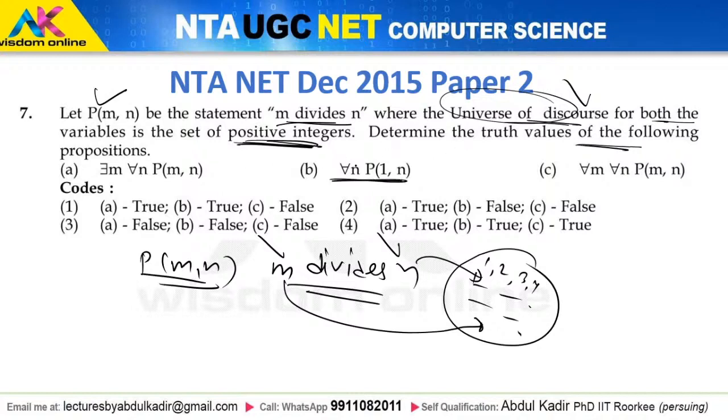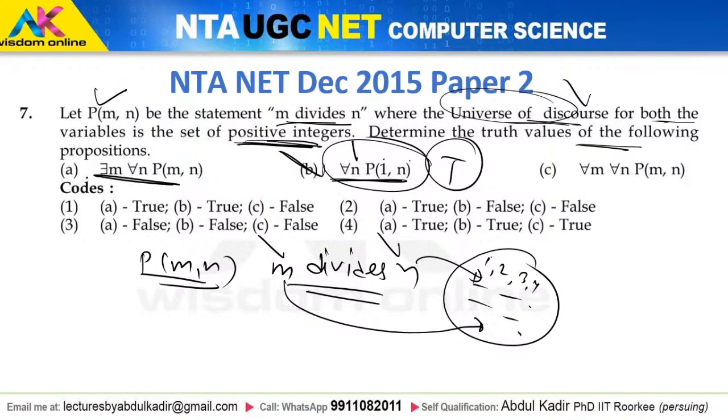First let's see this. It is for all n, P(1,n). What does it mean? It means for every number, 1 divides n. Yes, this is true, because 1 will divide everything. See what it is saying. For every number 1 2 3 4, 1 divides that number. This is true, because 1 will divide everything. So this is true.